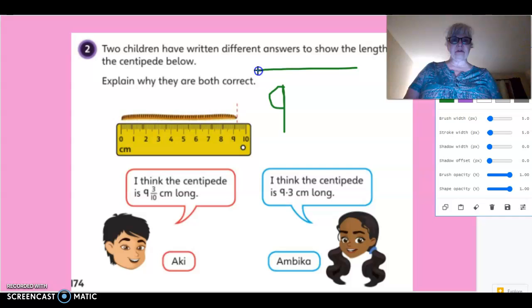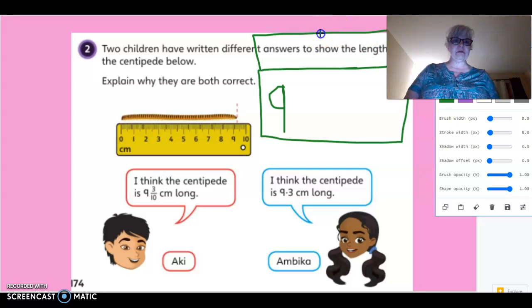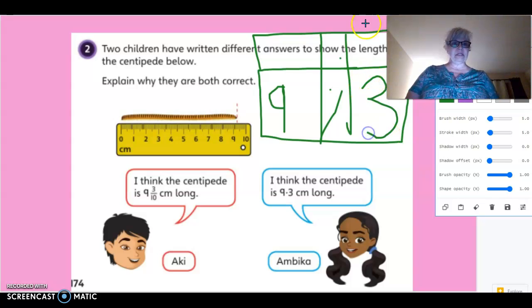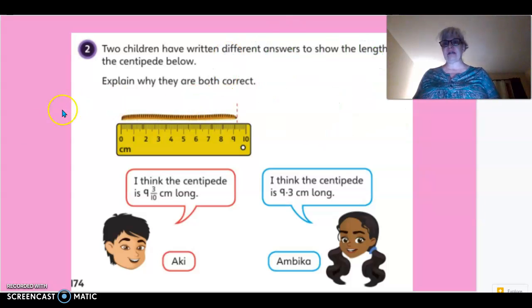All right, we're going to make our little decimal, draw it up here. Now, he says 3/10. So I'm going to put a 3 here in my tenths place. 9 ones, right? So I look here and I say that 9 3/10 is the same in decimal form as 9.3. All right, so they are both correct. And you know this. All right, so now we're going to do our challenge problem.